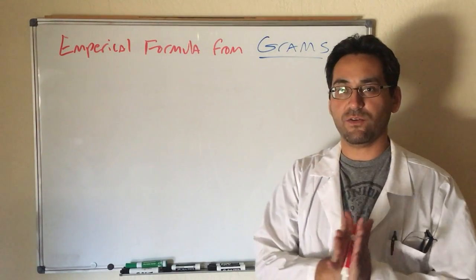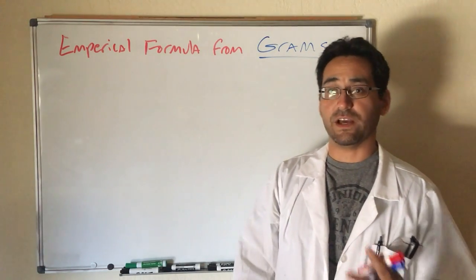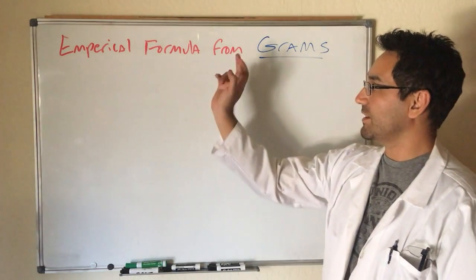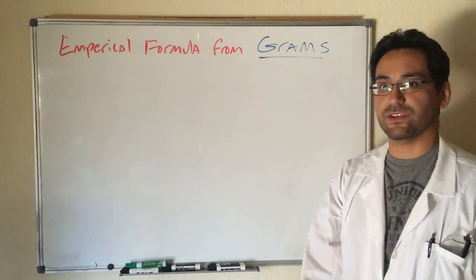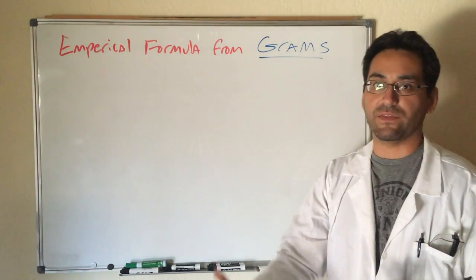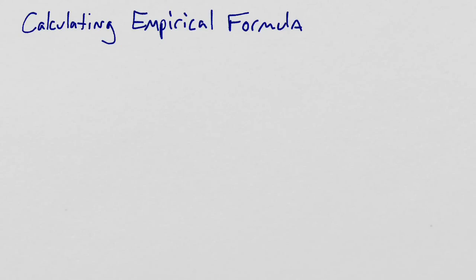In this first video on empirical formulas, we are going to do some calculations and actually calculate empirical formulas from information in grams about the constituent elements. We're going to calculate empirical formula from grams, so we're going to have gram or mass information about our starting elements.